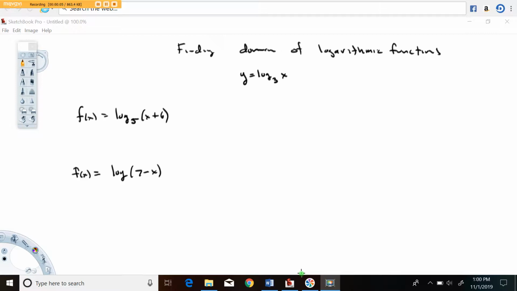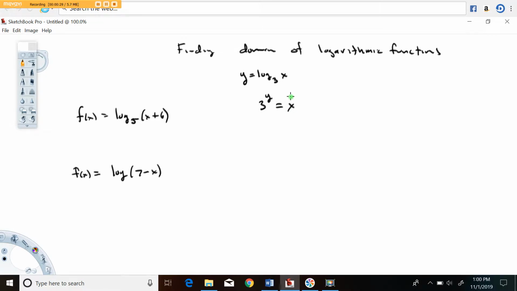I'm making this video to discuss how you find the domain of a logarithmic function. So we're going to start the discussion by looking at this: y equals log base 3 of x. The first thing to do, I think, is write this in exponential format. So this is equivalent to 3 to the y equals x.